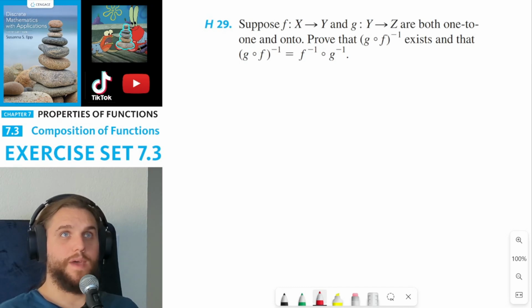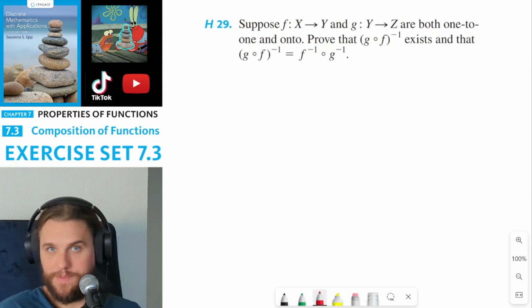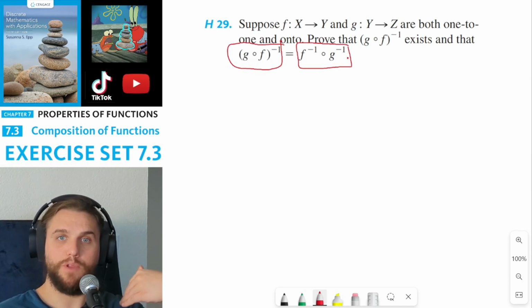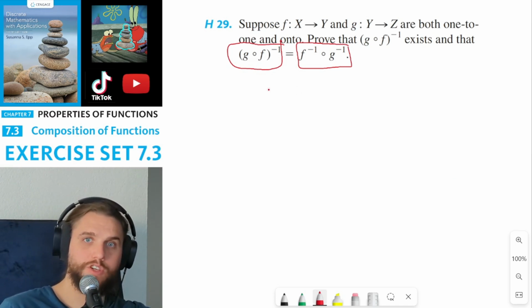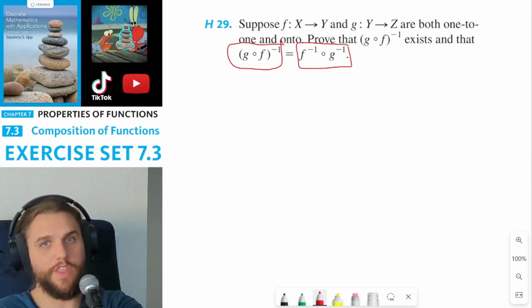Suppose f is from X to Y and g is from Y to Z are both 1-to-1 and onto. Prove that (g∘f) inverse exists and that (g∘f) inverse is f inverse composed with g inverse. Now we're going to do both of these at the same time. Really, to do this, we have to show that these two functions are the same. Meaning that if we plug one element into one function, we get the same result as if we plug that same element into the other function.